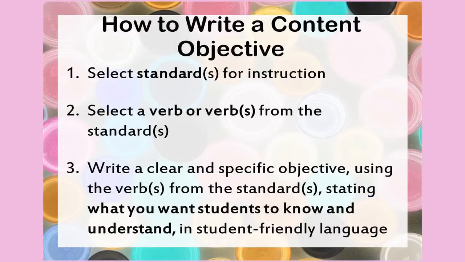We're going to do a very quick lesson on how to write the content objective. Here's how you do it. It is in three easy steps. Number one, you'll select your standard. Two, as you're looking at your standard, you're going to select the verb out of your standard. And three, you will write that objective using the verb, stating what you want the students to understand and learn in student-friendly language.